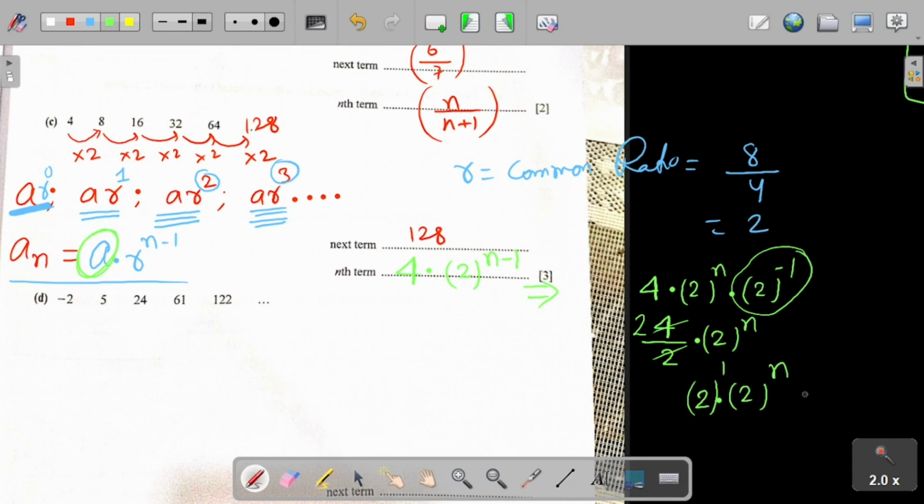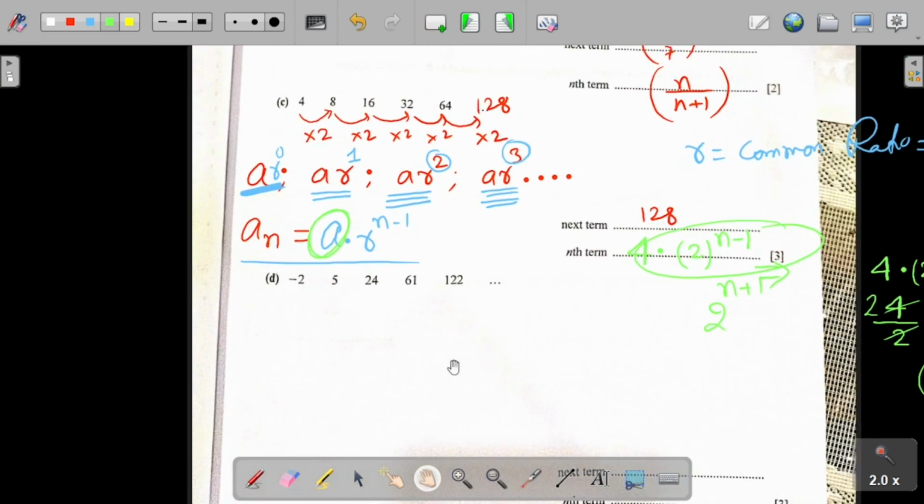Again here it's 2 raised to power 1. So in multiplication with the same base, power gets added. So it's 2 raised to power n plus 1. So it's better to write it in simplified form as 2 raised to power n plus 1. This is the complete C part.